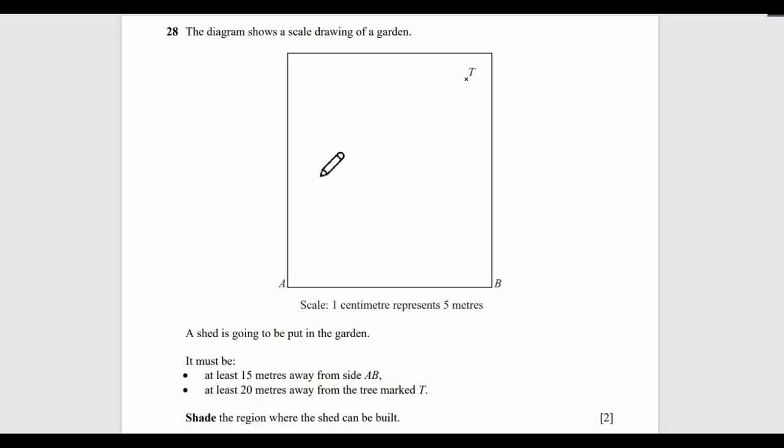You're given 10 seconds now. 10, 9, 8, 7, 6, 4, 3, 2, 1, 0. Alright guys, let's check out the answers. You may pause if you're not finished.